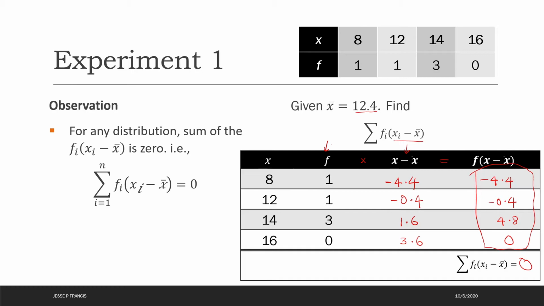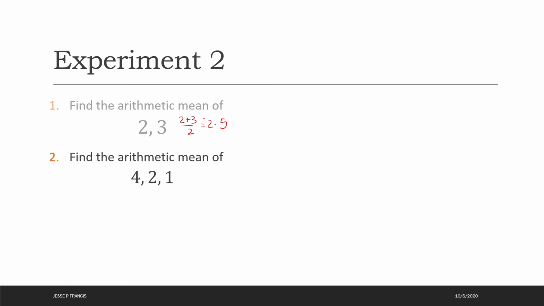Interesting. It didn't explode. That's the first point to be noted. Second, by doing an experiment, we found some interesting results. Let's do another experiment. This time, let's find the arithmetic mean of 2 and 3. The arithmetic mean of 2 and 3 is 2 plus 3 by 2, that is 5 by 2, which is 2.5.